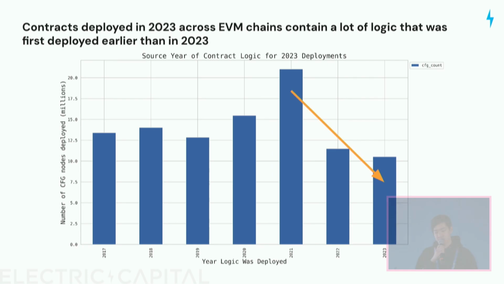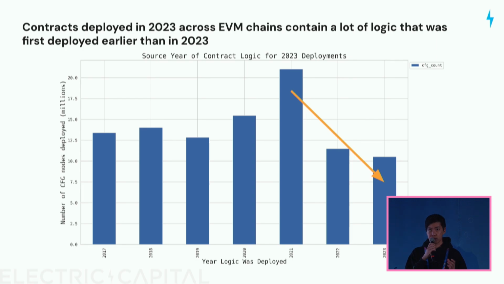One of the interesting aspects is we can take all of the deployed contracts from 2023, we decompile them, we have fingerprints for the logic that comprise those deployments, and then we can ask the question, in what year did those blocks of logic first appear on-chain, which gives us a sort of vintage-like analysis of when those blocks of logic were first written. So for instance, contracts deployed in 2023 across EVM chains contain a lot more logic that was deployed earlier than 2023 than in 2023, which is a troubling type of result that we found.